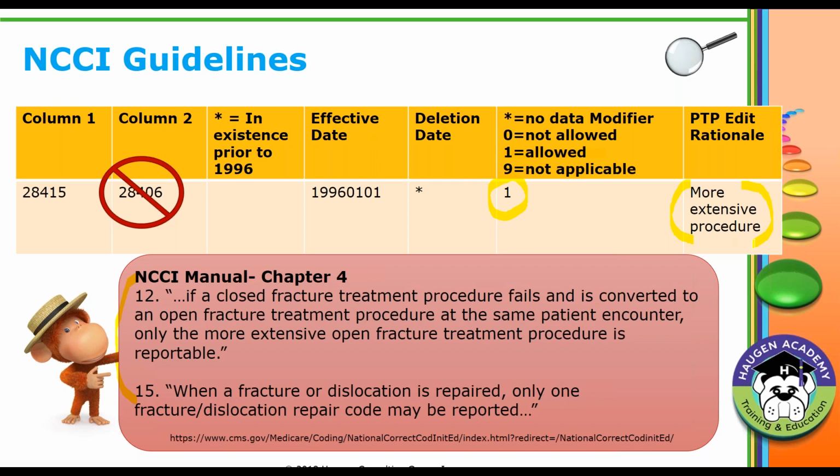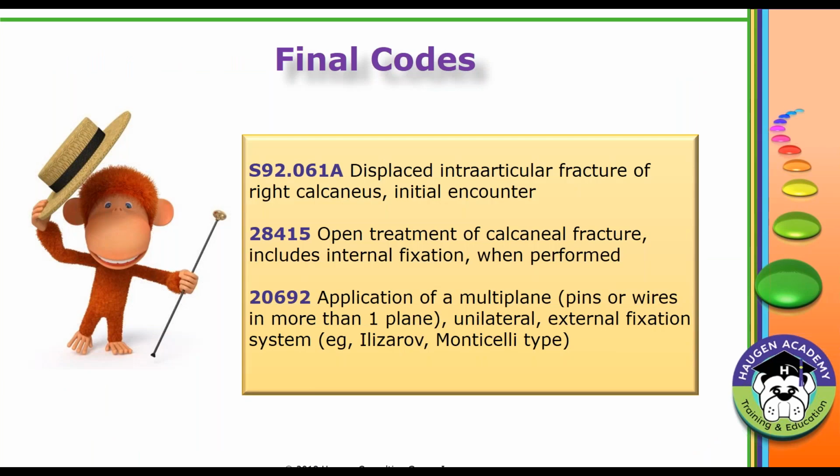So again, the purpose of the NCCI procedure to procedure edit is just to prevent improper payment when incorrect code combinations are reported. The two CPT codes that we did pick already for the open treatment and for the application of the external fixator, those two codes are not bundled, so they are able to be reported together without any modifiers.